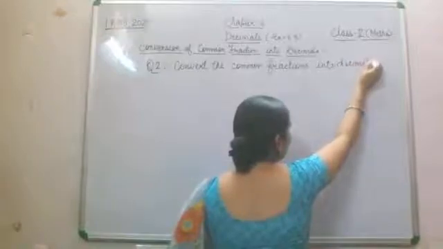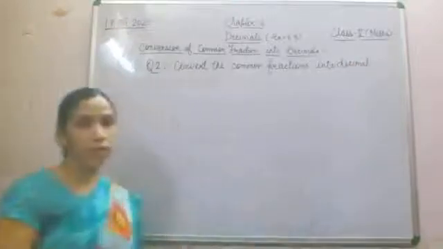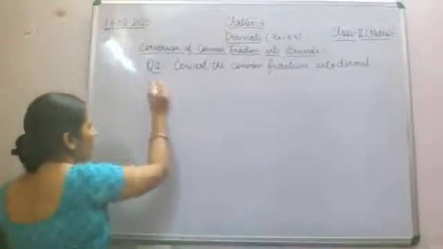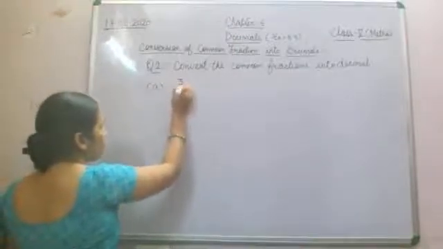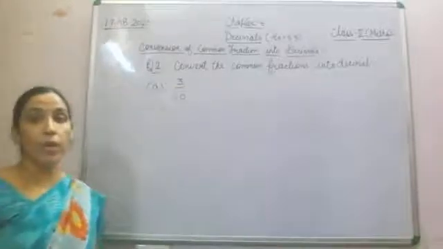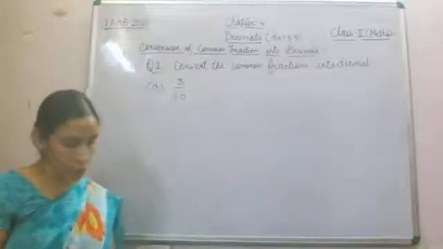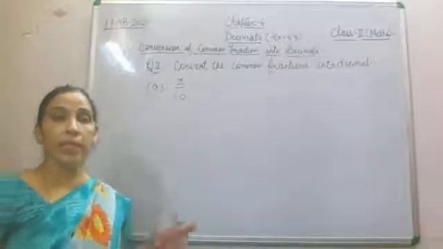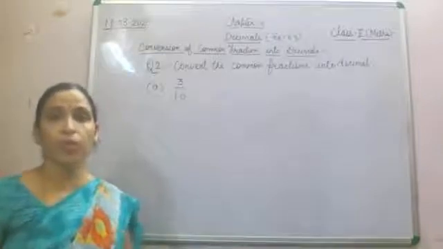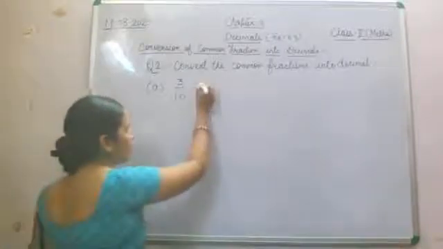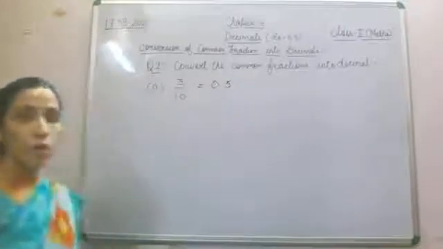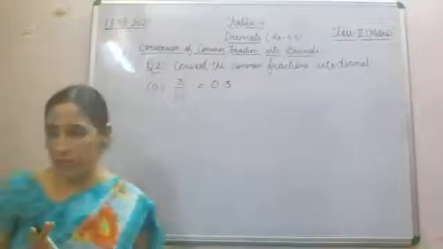So let's start. A part, what is A part in this? A part is 3/10. Now here, what do you require to convert a common fraction into decimal? You require 10, 100 or 1000. So if you already have 10, 100 or 1000 in the denominator, then you don't need to convert anything. Simply you just write it 0.3. So I hope this A part will be clear to everyone.